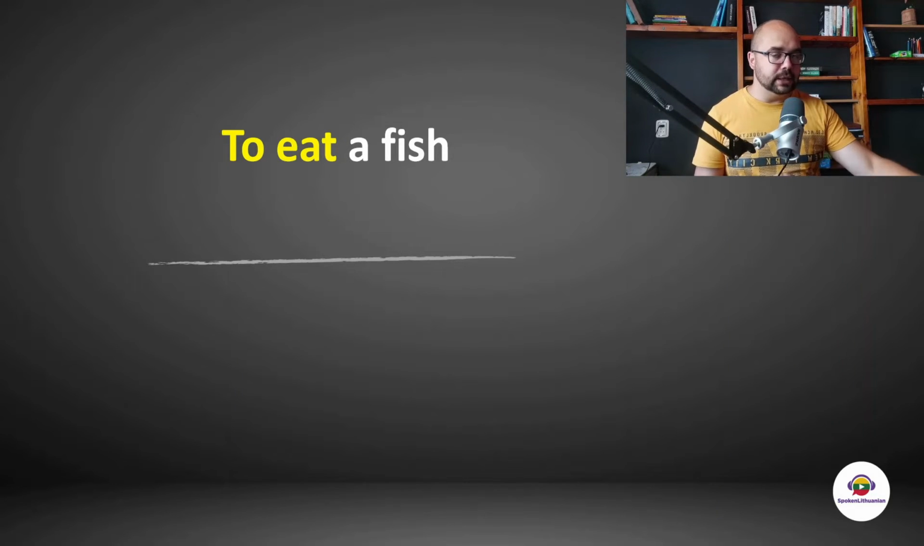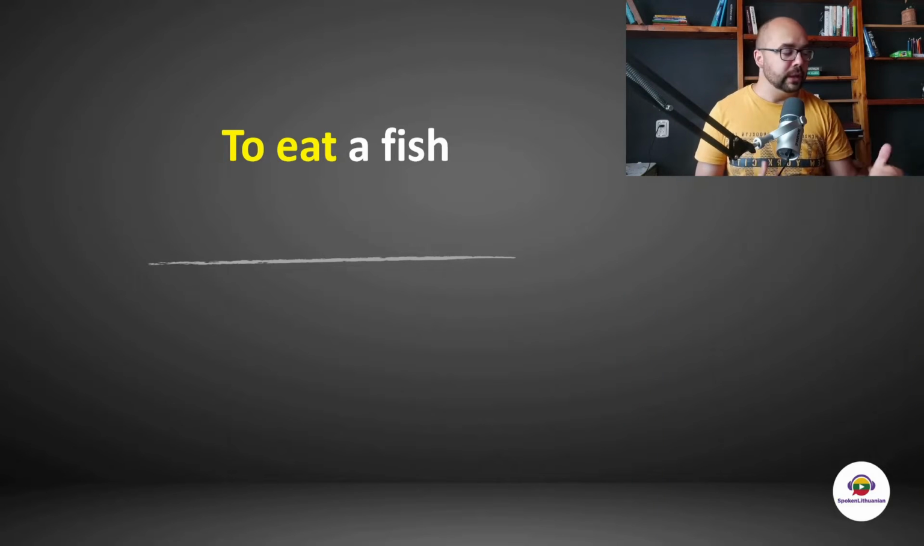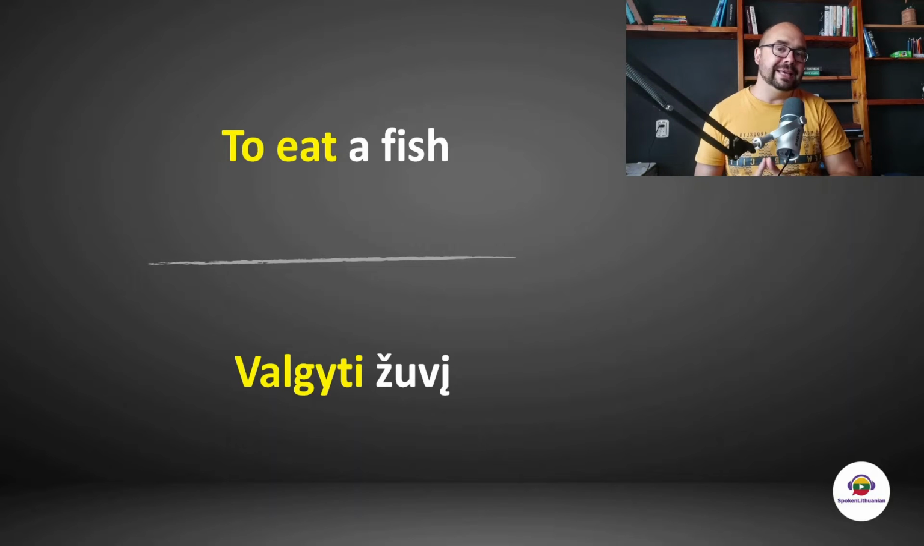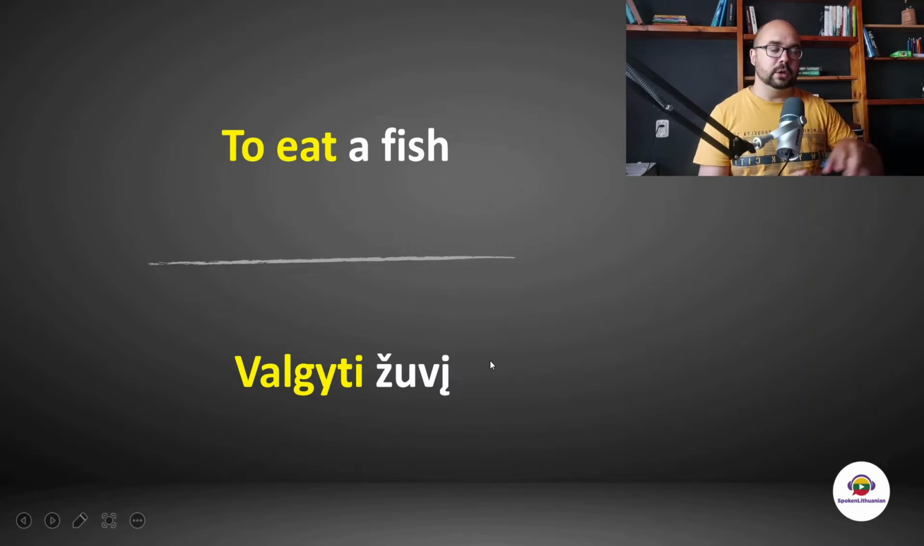Now, to eat a fish, if I want to say it. If you watch my previous lessons, you will remember that to eat, which is the infinitive version of the verb, what to do, in Lithuanian, we have valgyti. We have the ti ending, which means that it's infinitive.